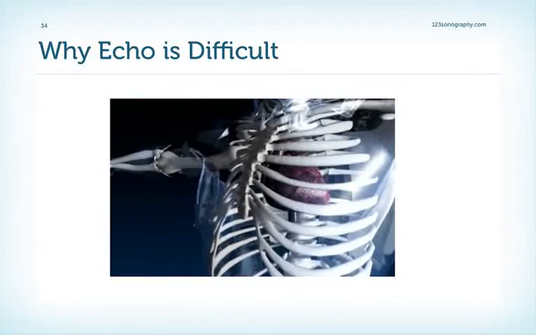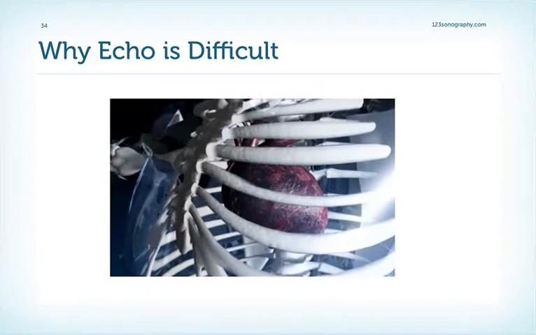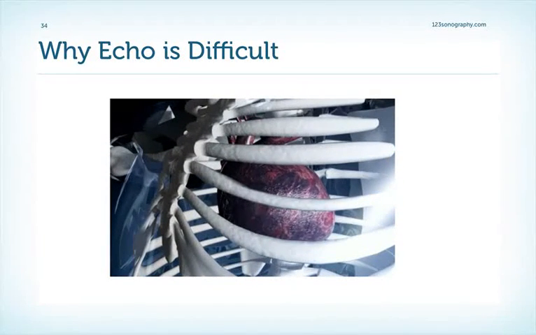Why is this a particular problem in ultrasound? Very simple. Because we have the rib cage and we have the lung which surrounds the heart. But now I would like to show you some short video demonstrations of what happens if we encounter air and bone in ultrasound.